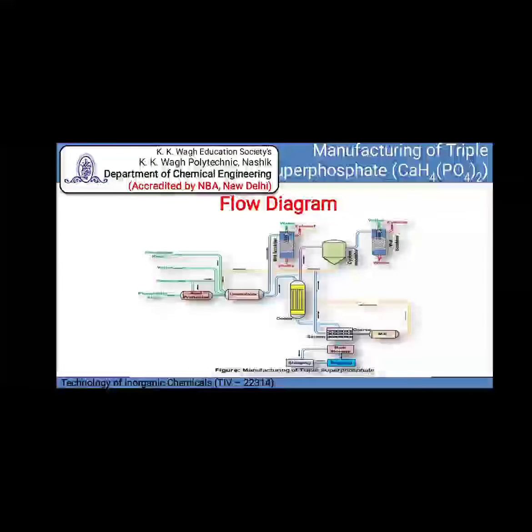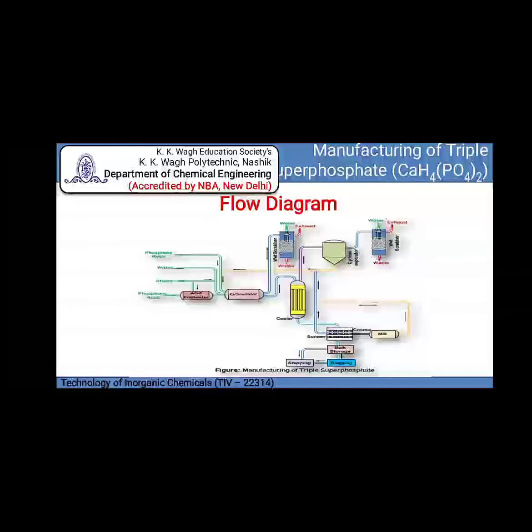And the main product, that is triple superphosphate, is cooled in a cooler, and the fine particles or unreacted material is sent to a cyclone separator, where fine particles are removed from the top of the cyclone separator and the bottom is recycled back and fed to a granulator.